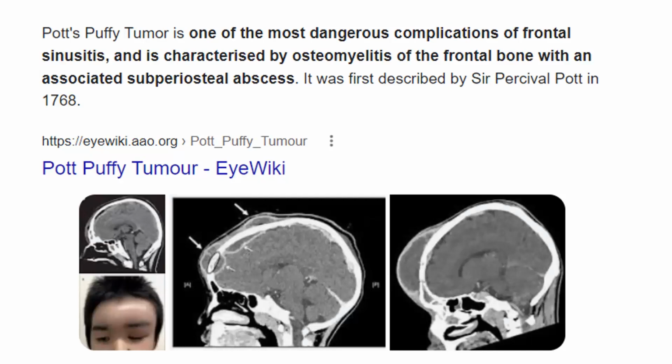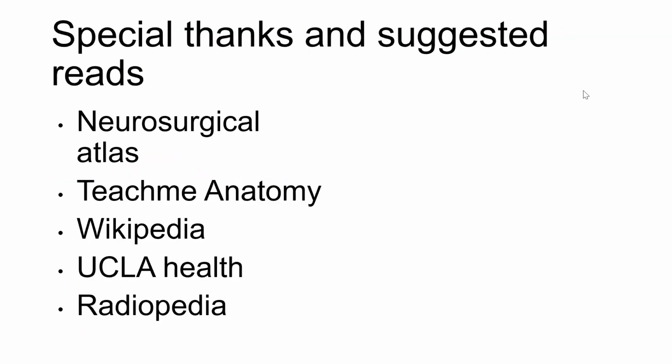Another thing you should know when you examine the patient is Pott's puffy tumor, and it is one of the most serious complications of frontal sinusitis. It is characterized by osteomyelitis of the frontal bone with an associated subperiosteal abscess. These are a few things that you need to see when you are examining your patient. I think that it is quite good enough for you to know. When I was planning this, I thought a couple of things you should know, because when you are examining your patient, you need to have these differentials in your mind, and that will help you, I think, in a good assessment of your patient and management. Thank you.